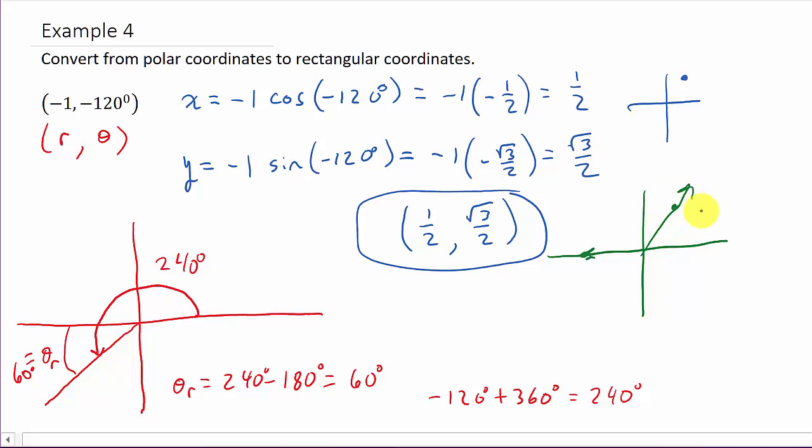Hopefully this helped you learn how to do reference angles. If you need to look at some videos, I've got several on my channel.